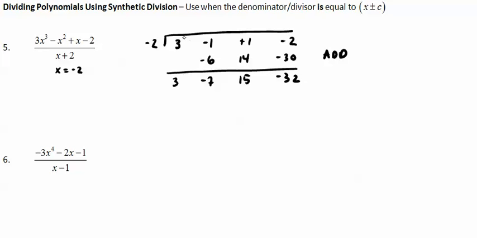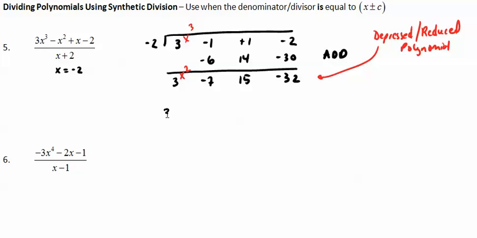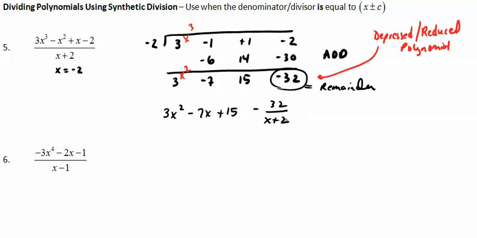Now, let's come back. We started with 3x to the third. What we're going to do is this number is the depressed or reduced polynomial. And we always just reduce it by 1 because we're just dividing by x. So this is now 3x squared. So that's now our answer. The answer to our division problem is 3x squared minus 7x plus 15, and then this is our remainder, minus 32 over x plus 2.